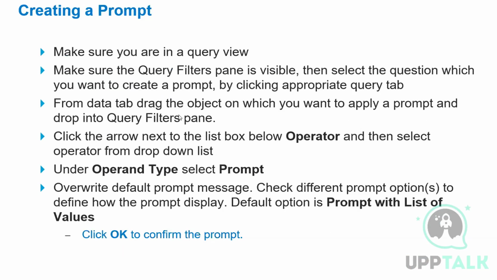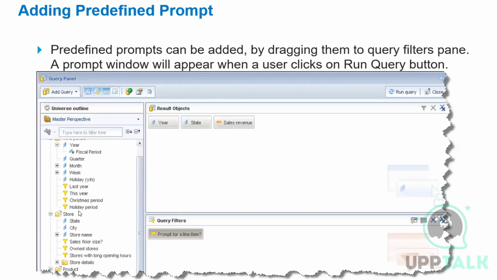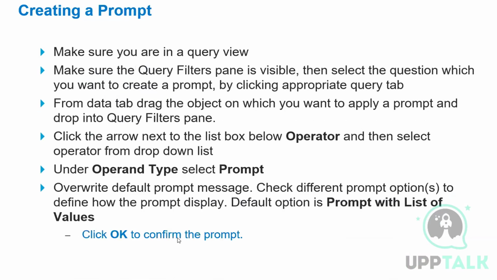So from the data tab, drag the object on which you want to apply a prompt and drop it into the query filter pane. Drag the object from the pane and drop it into the query filter pane. And use the operand type and select prompt. Overwrite the default prompt message. Check different prompt options to define how the prompt displays. There will be a default prompt message. You can also override that, and you can give your own text for the prompt message. And we can click OK to confirm the prompt.